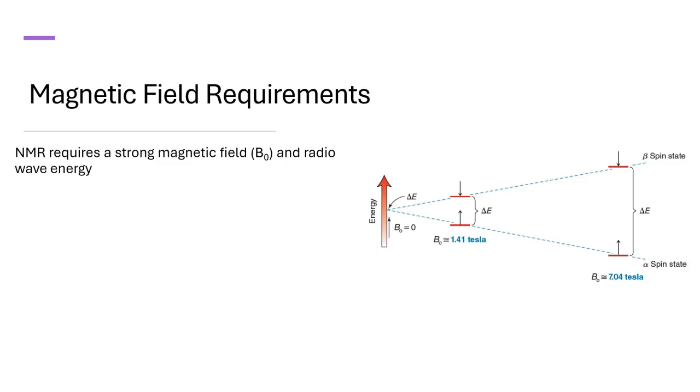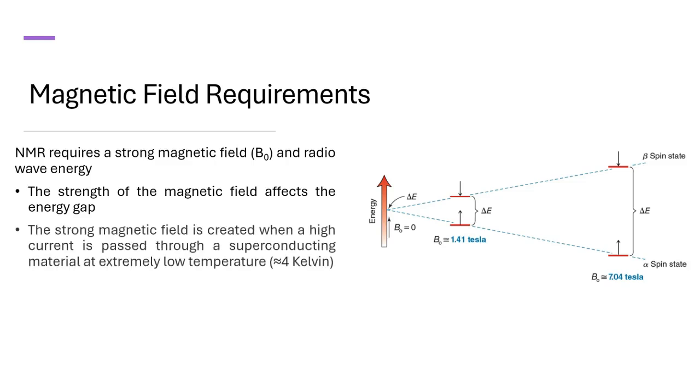Magnetic field requirements. NMR requires an external, strong magnetic field and radio wave energy. The strength of the magnetic field affects the energy gap. The strong magnetic field is created when a high current is passed through a superconducting material at extremely low temperatures, at about 4 Kelvin. The greater the current, the greater the magnetic field.